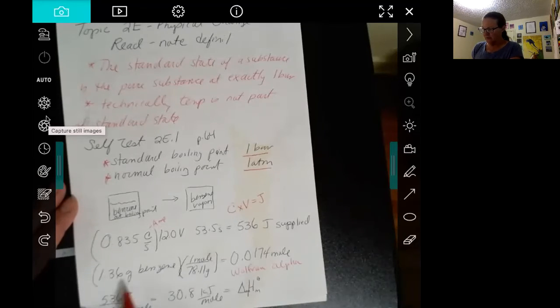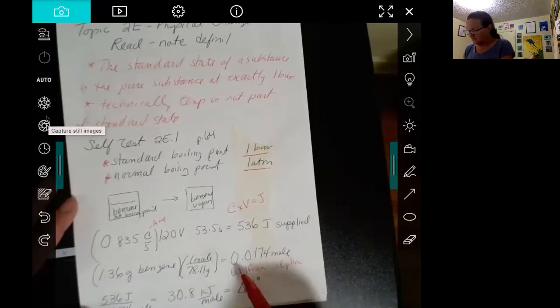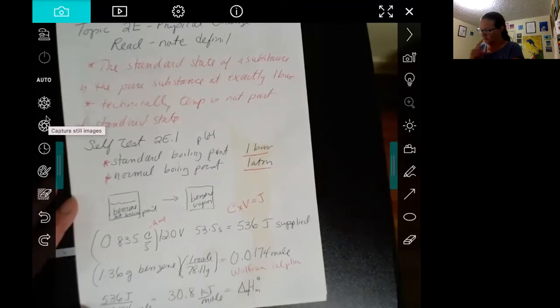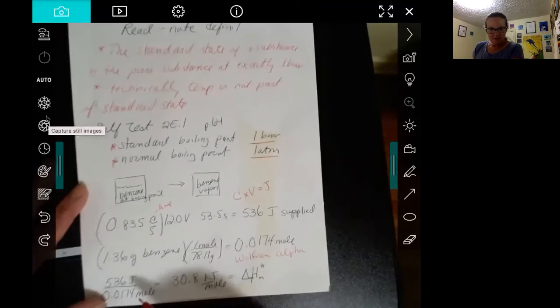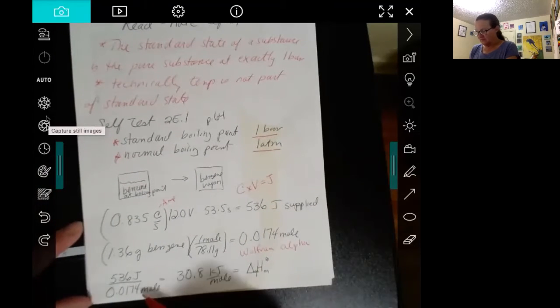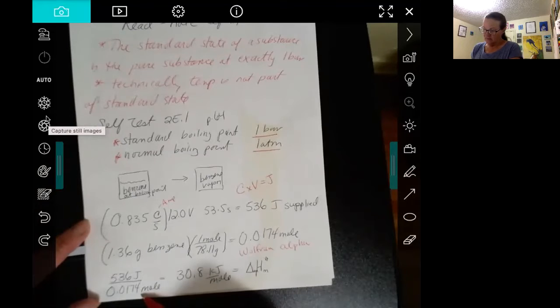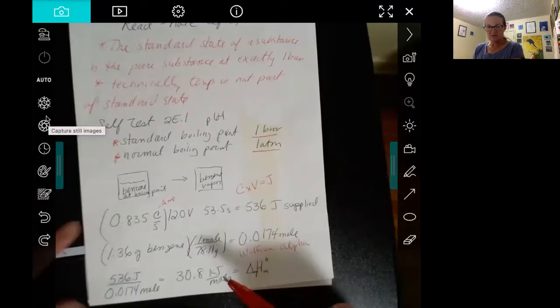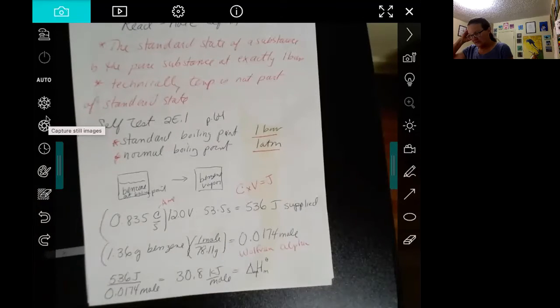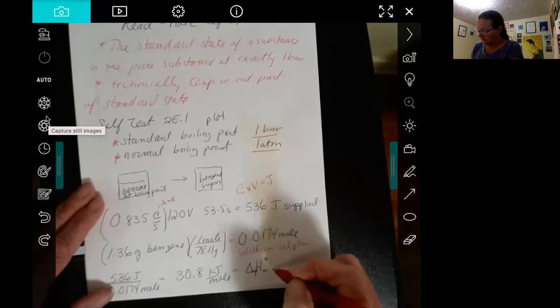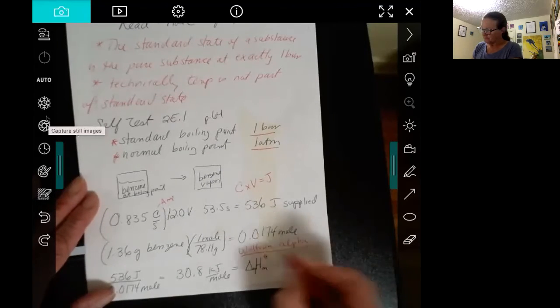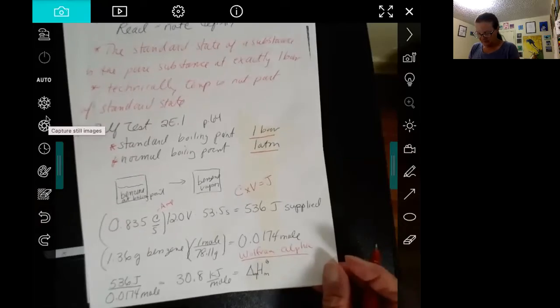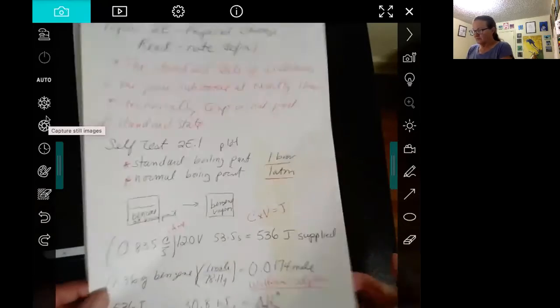So we have 1.36 grams of benzene, molar mass is 78.11 grams per mole, and so we have 0.0174 moles of benzene. So it took 536 joules, and that was when we vaporized 0.0174 moles. If you take the ratio, essentially you're deciding how much it would take for a total mole, and I get 30.8 kilojoules per mole as the delta H of vaporization of benzene. And I just wrote Wolfram Alpha there because you might find it a useful tool to do some of your math.